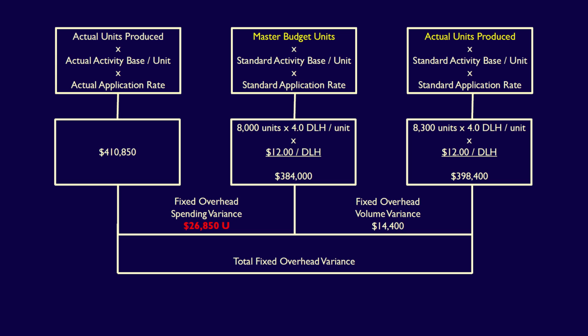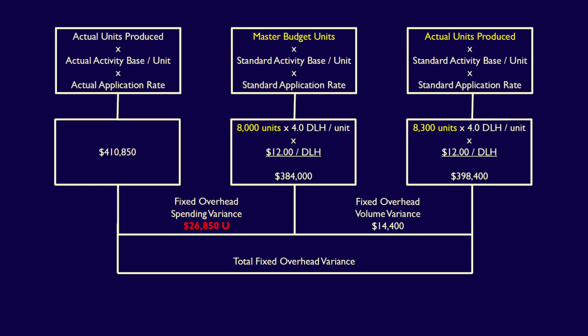In order to determine if the fixed overhead volume variance is favorable or unfavorable, we need to look at the only thing that changes between these two calculations, which is the number of units, master budget versus actual production. We can also see this difference in the actual calculation. The center calculation, master budget, uses 8,000 units, and the right calculation, applied fixed overhead, uses 8,300 units. So, the company produced more units than the master budget predicted, 300 additional units.